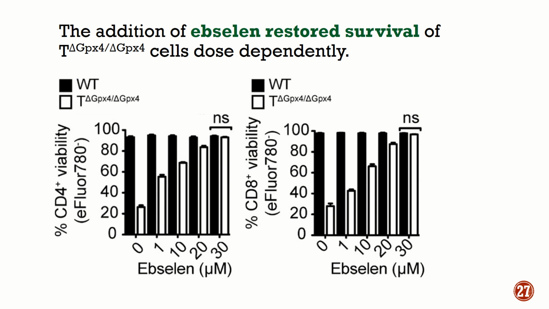So we can see in the rescue assay, when epsilon is added, as the amounts are greater, the cell viability will be greater, and in the highest amount, 30 micromolar, there has been no significant decrease compared to the wild type, which means ROS is greatly associated with this kind of cell death.